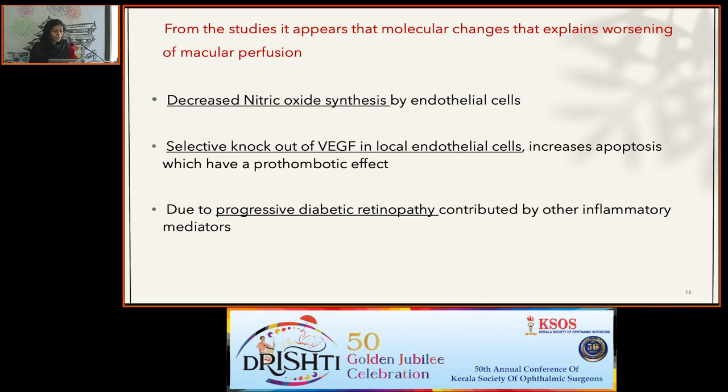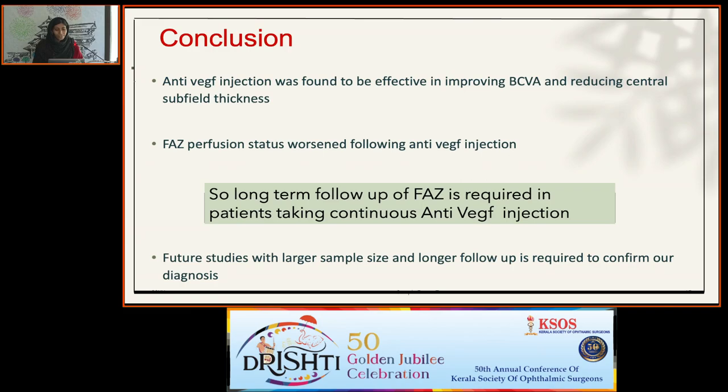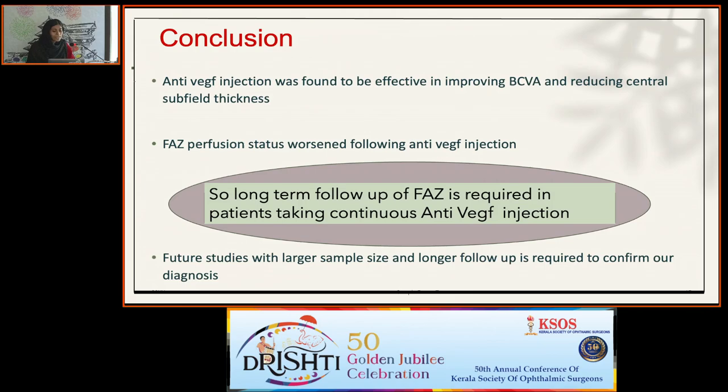Thus concluding, anti-VEGF injection was found to be effective in improving best-corrected visual acuity and reducing central subfield thickness, and foveal avascular zone perfusion status worsened following anti-VEGF injection. So long-term follow-up of FAZ is required in patients taking continuous anti-VEGF. So we recommend future studies with larger sample size and longer follow-up to confirm our findings.